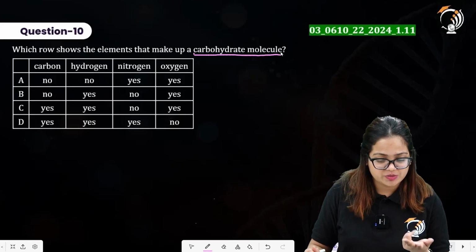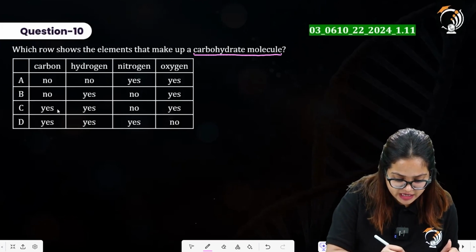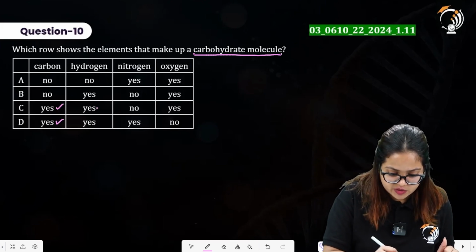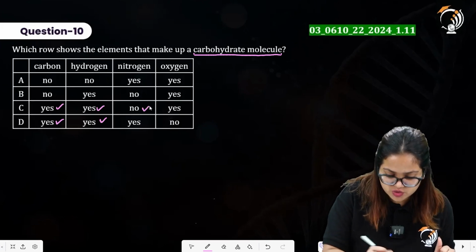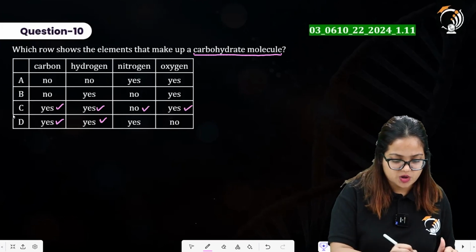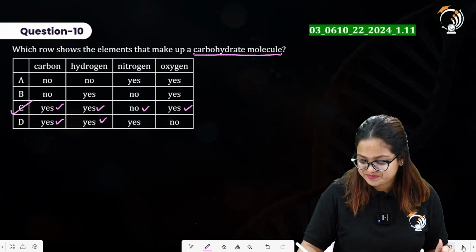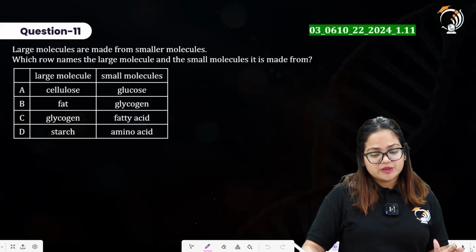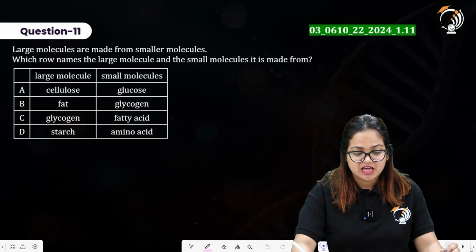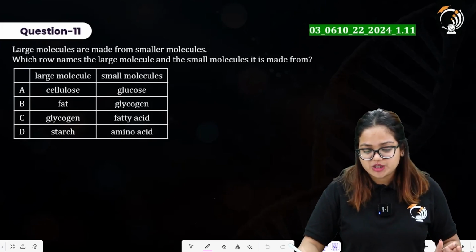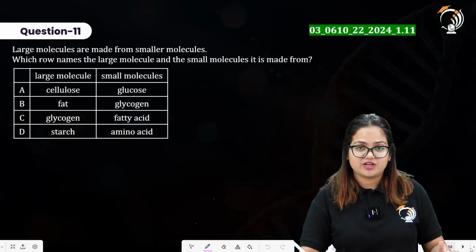So carbon will also be there, nitrogen will not be there. Carbon is a yes, hydrogen is a yes, nitrogen is a no, oxygen is a yes. So option C here is the right answer. Large molecules are made from smaller molecules. Which row names the large molecule and small molecules it is made of?